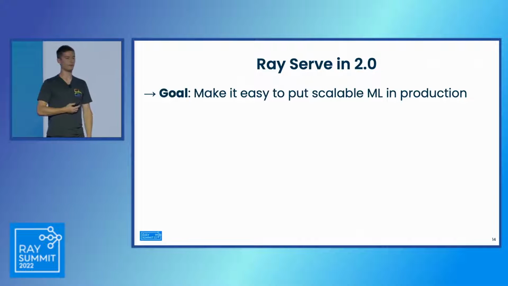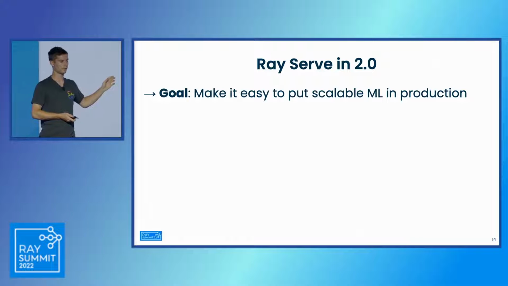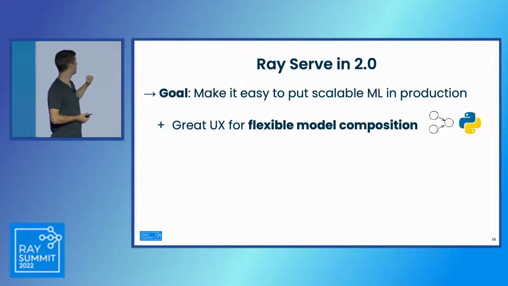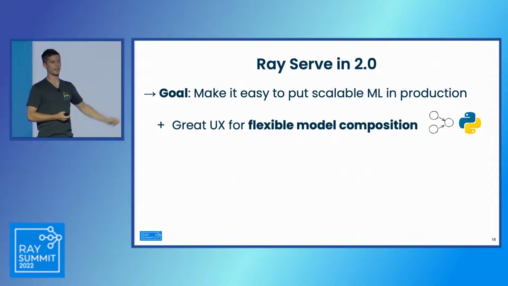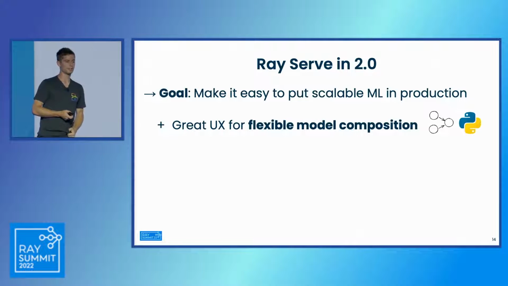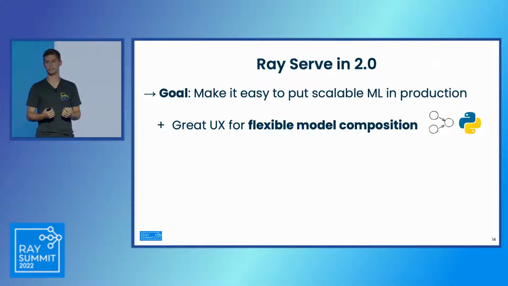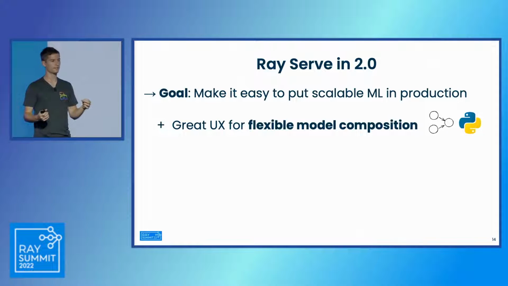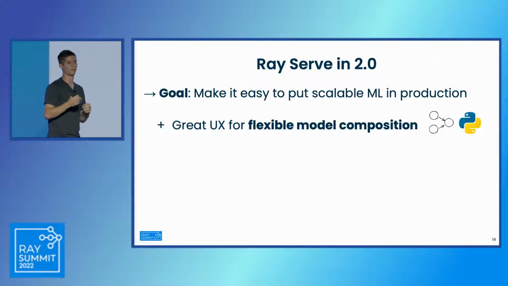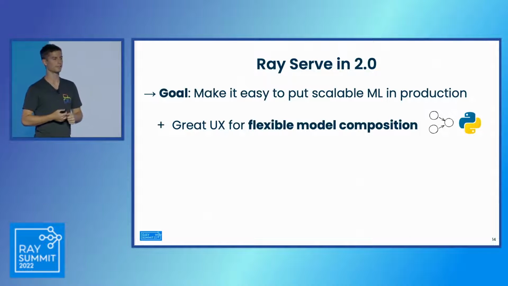So with Ray 2.0, our goal is really simple. We want to make it as easy as possible to put these types of scalable machine learning applications into production. So the first goal here is we want to have a really great user experience for doing flexible model composition and building end-to-end online inference APIs, instead of requiring handwriting a YAML file or stitching together many different microservices or something like that.